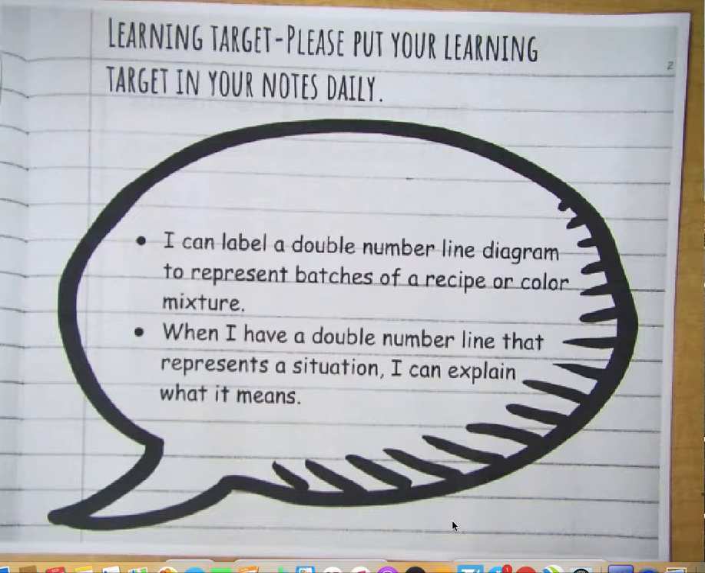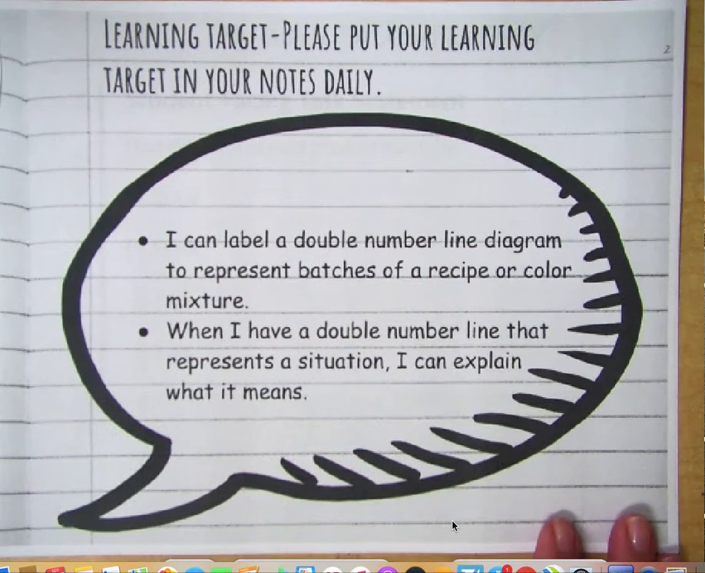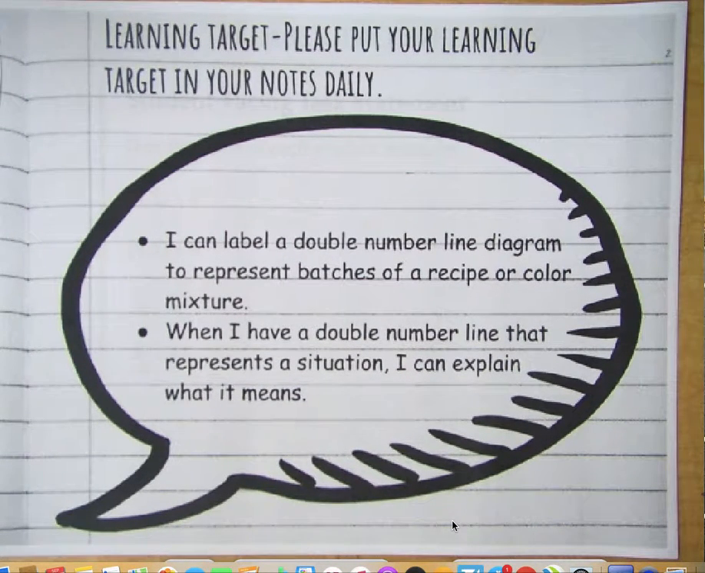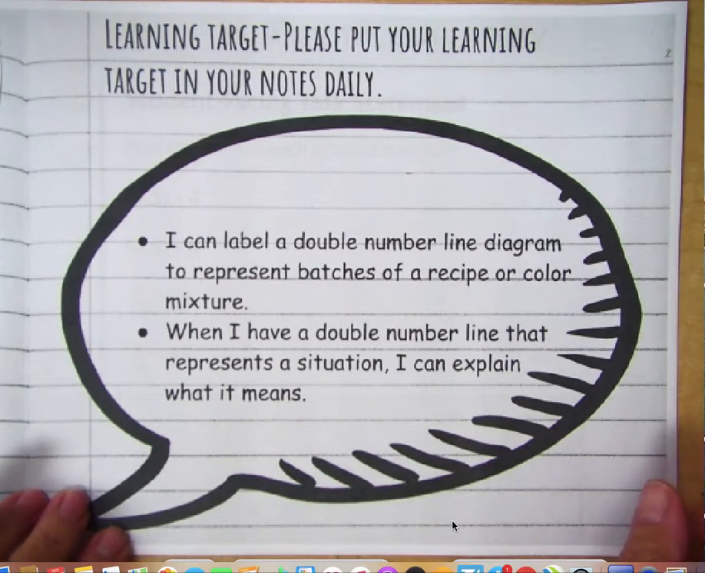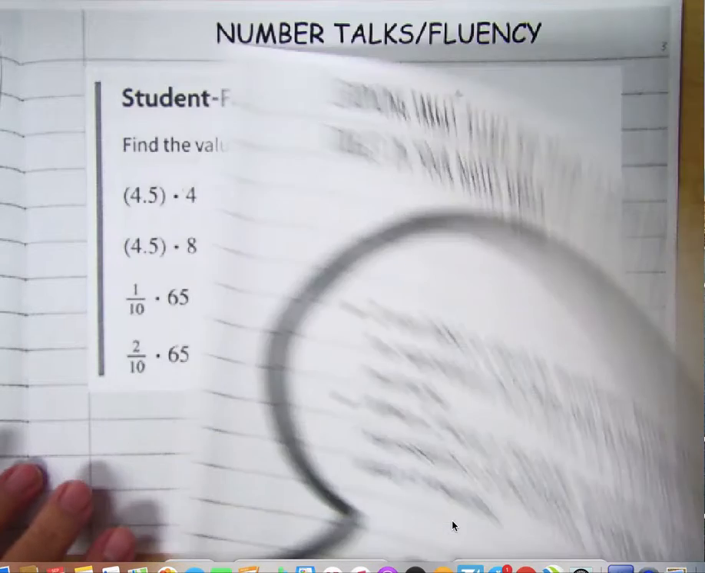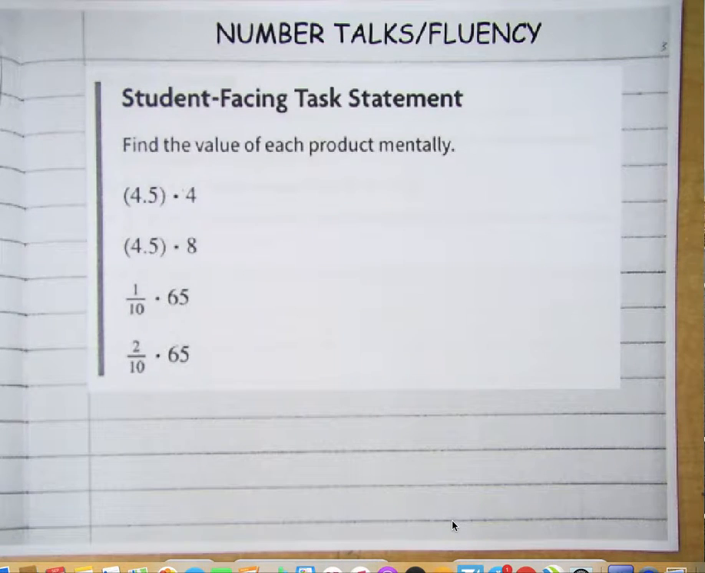If you'll take a moment and pause the video, go ahead and write down your learning target for today. I can label a double number line diagram to represent batches of a recipe or color mixture. And when I have a double number line that represents a situation, I can explain what it means. Okay? All right. So, we're going to go back to some of those fluencies and number facts.